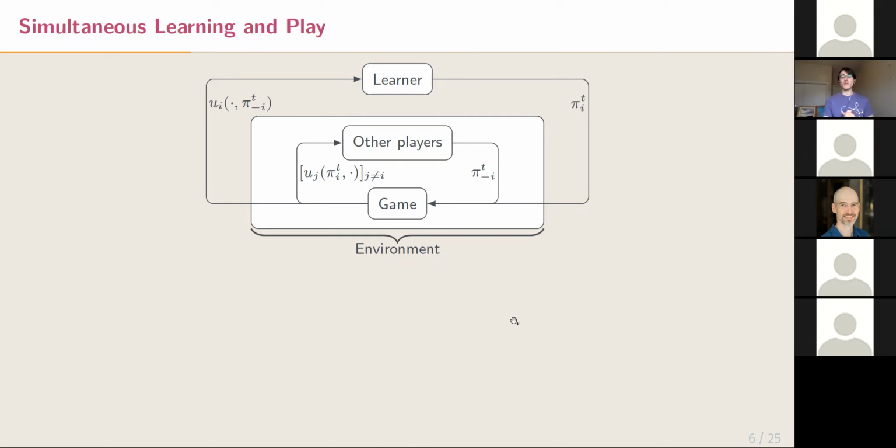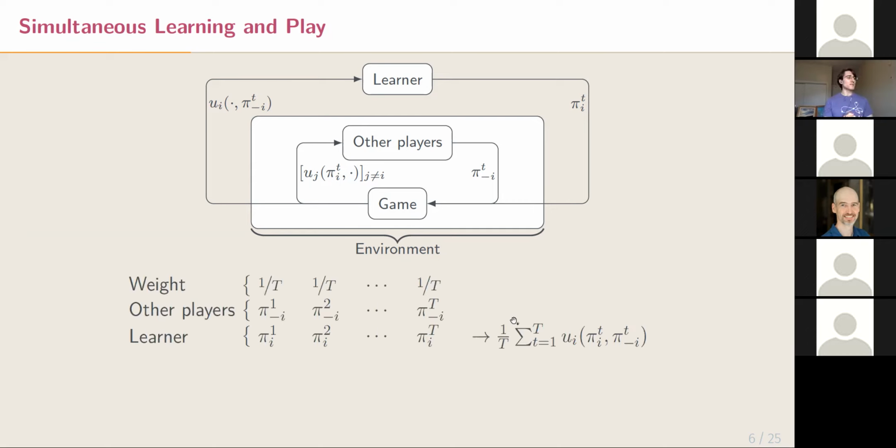This is really just online learning, if you're familiar with that. And the important bit here is that we can focus on just the learner because we've bundled the other players together with the game. So now it looks basically like a non-stationary environment from the perspective of the learner.